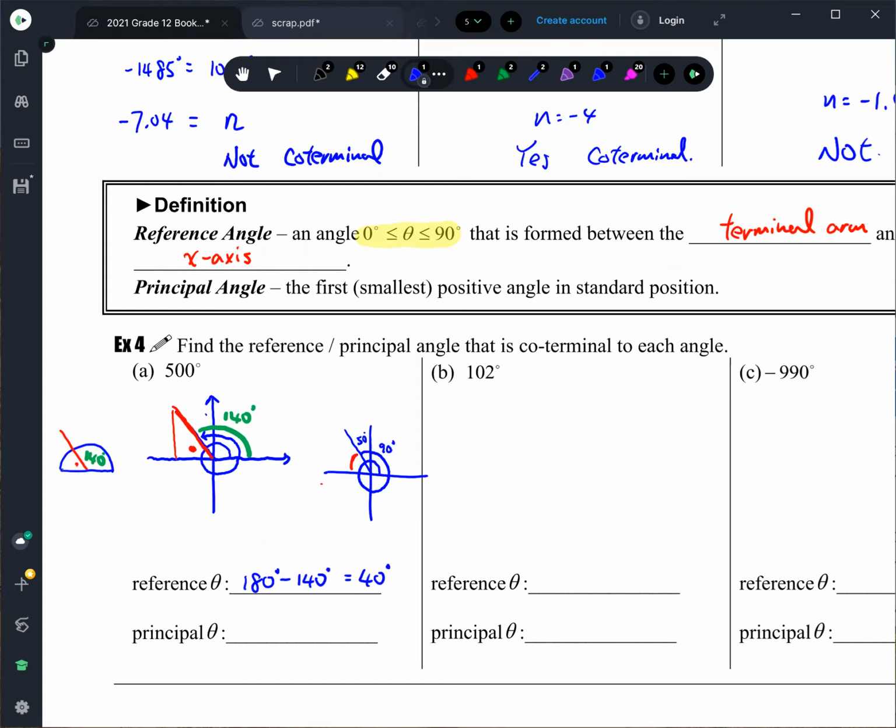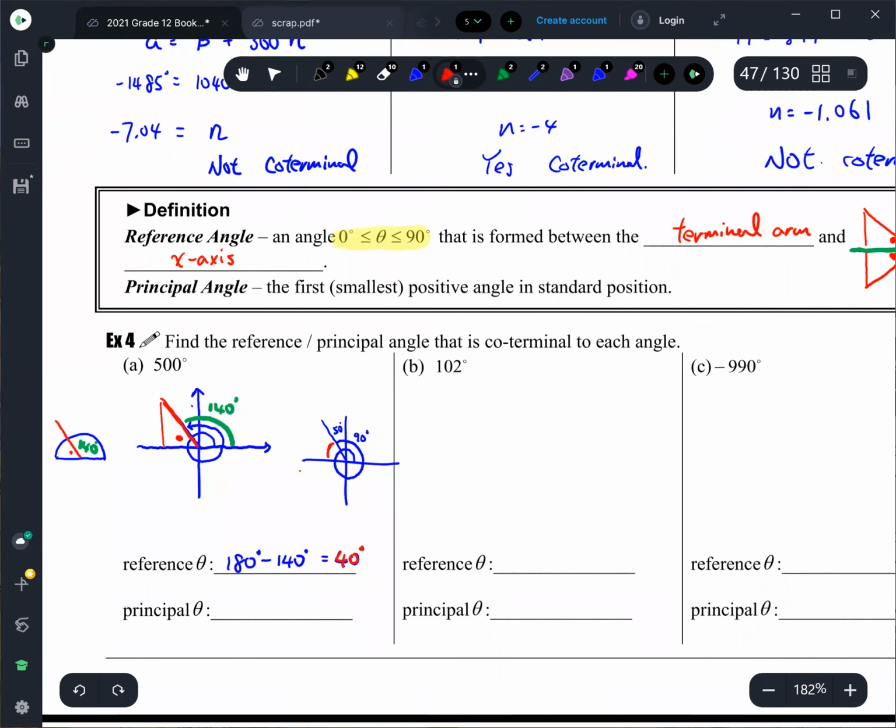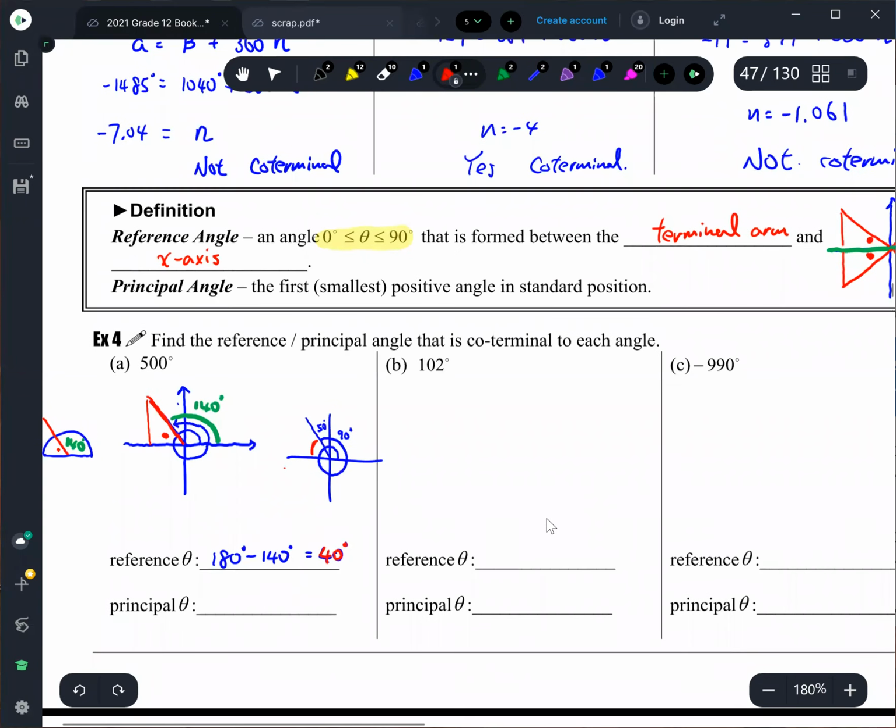Okay, so please find the other two questions, just the reference angle. If you still have questions about question A, let me know, and I'll try to explain differently. Okay, if you finish B and C, you can raise your hand. Find the reference angle. Start by drawing the picture.